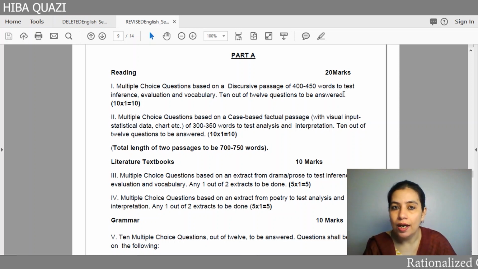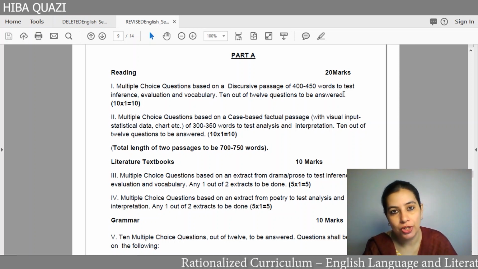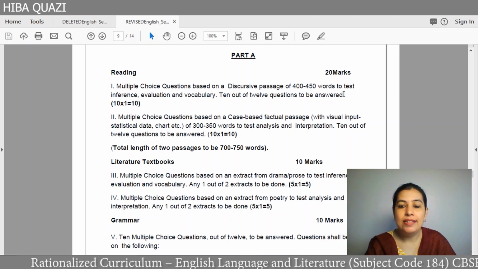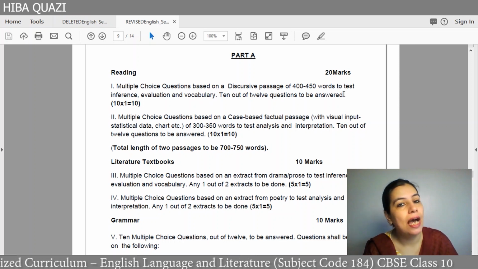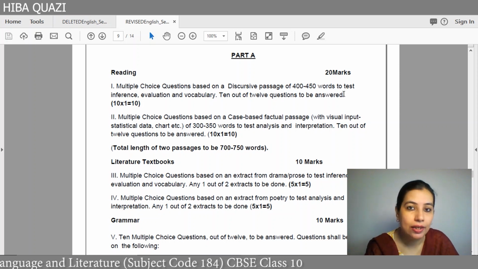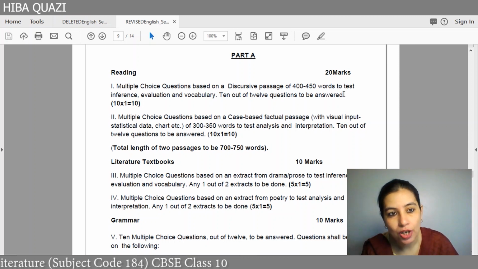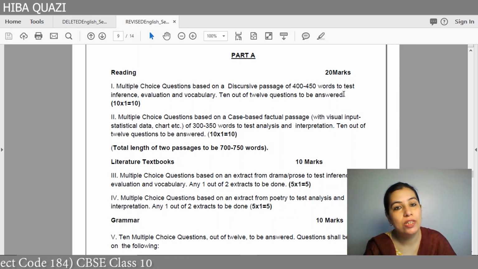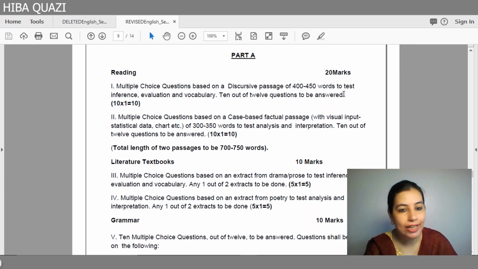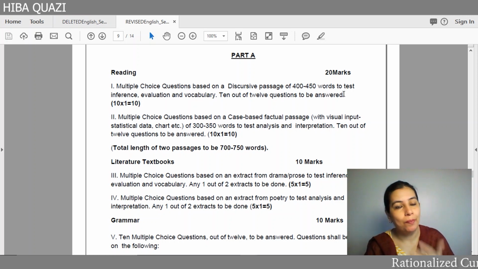This is going to be a smaller passage in terms of its length. It is 300 to 350 words, and it is going to test your analysis and interpretation, how well you can interpret the data which is given in front of you. Again, 10 out of 12 questions to be answered, carrying 1 mark each. So again, the second question in part A under the reading section carries 10 marks. So you have reading, which has a weightage of 20 marks, being covered with the first 2 questions of part A itself. So reading is over. But remember, you need to be again very, very careful while solving both the passages.